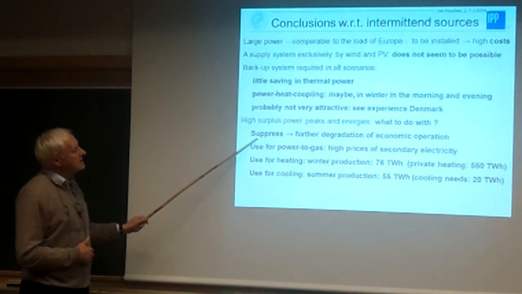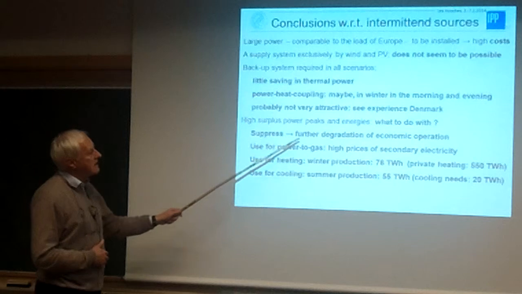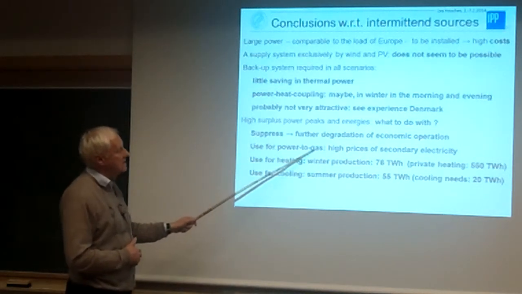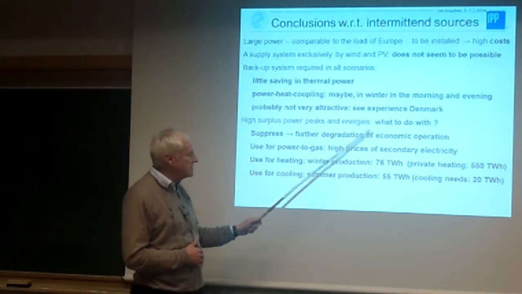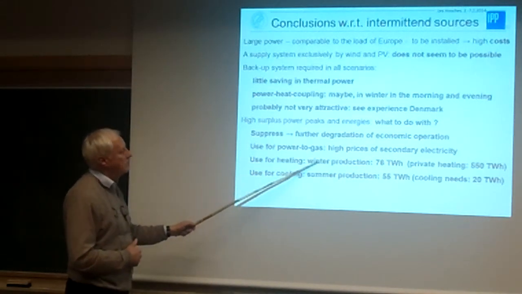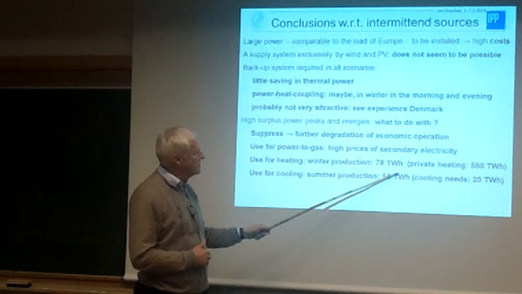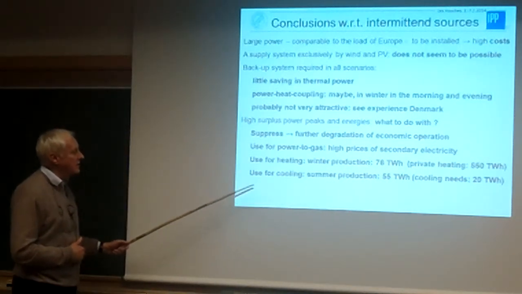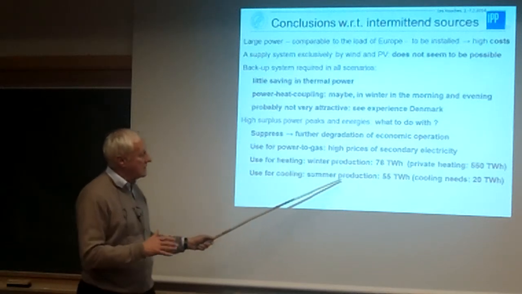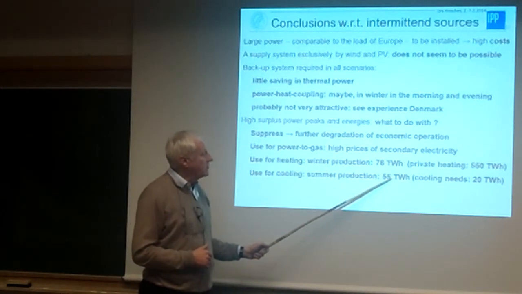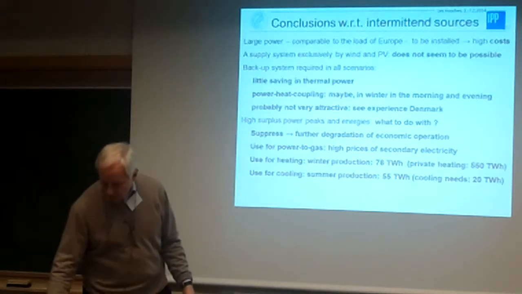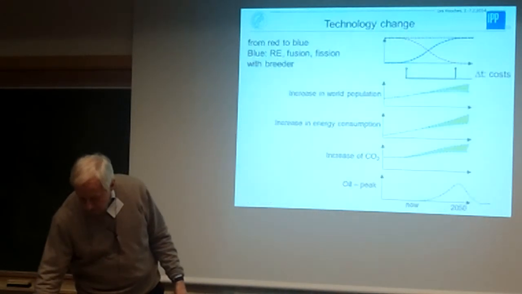To further suppress it degrades the economic operation of the renewable systems. Use for power to gas: high prices of the secondary electricity. Use for heating in winter production: yes, we could utilize 76 terawatt hours out of 550 necessary, something like 15%. Use for cooling in summer: this would be fine. We have 55 terawatt hours surplus available, and we would only need 20 terawatt hours for cooling.